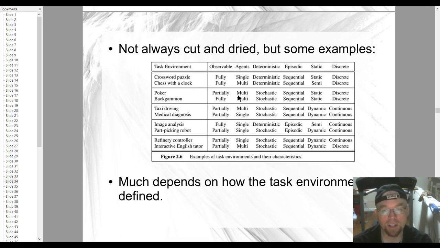Okay, so for your homework assignment, you can use this language. Refer back to Figure 2.6 for some examples. You're going to tell me, is it a fully observable environment or not? Is it a single-agent environment? Is it a multi-agent environment? Justify your reasoning.